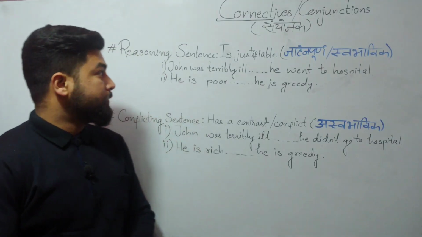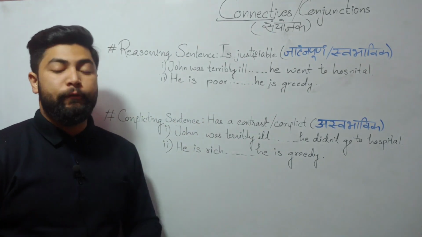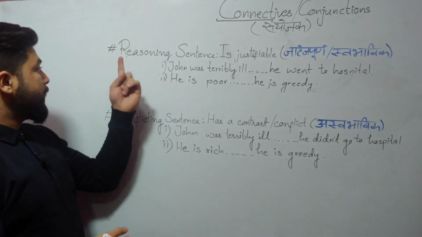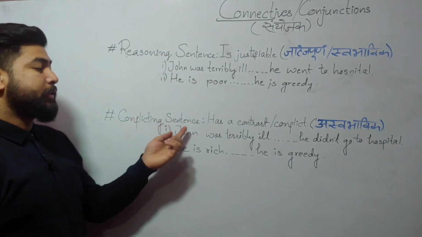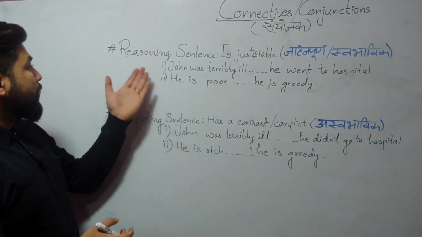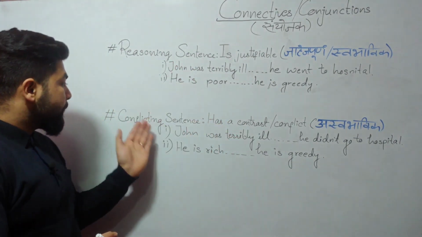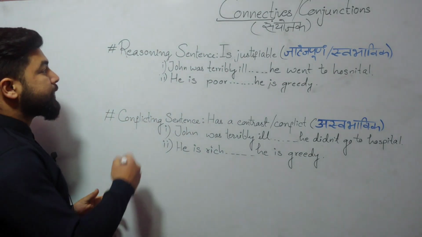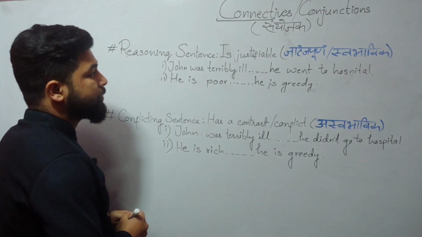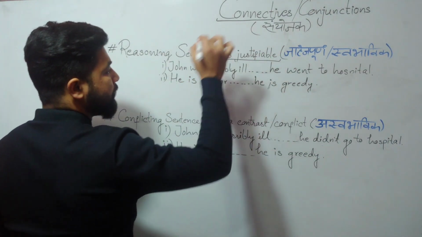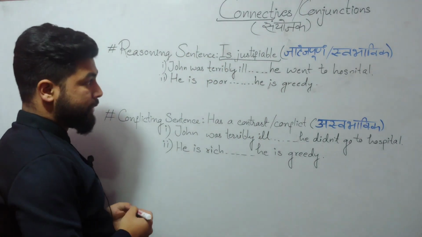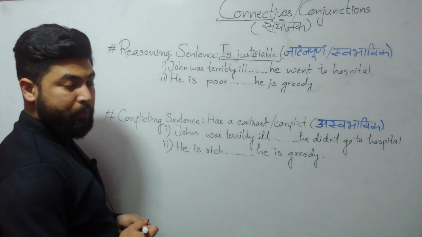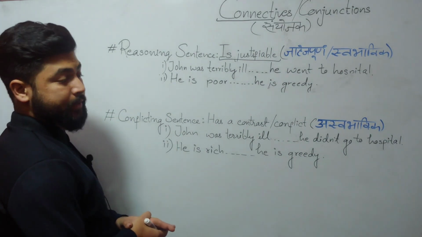Alright? In this lesson, to understand the use of the conjunction that we discussed earlier, you have to understand first what reasoning sentence is and what conflicting sentence is. So, you need to understand what a reasoning sentence is and what a conflicting sentence is in order to answer them correctly. Alright? So, a reasoning sentence is that sort of sentence which has justifiable logic, right? In Nepali, we can say it is justifiable or natural. Alright? So, for this you have to understand the cases given first.